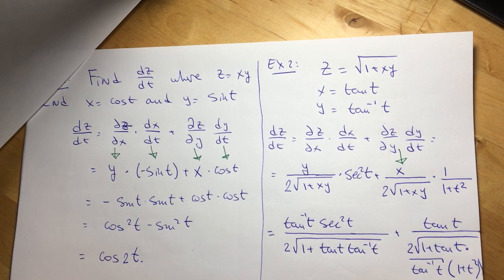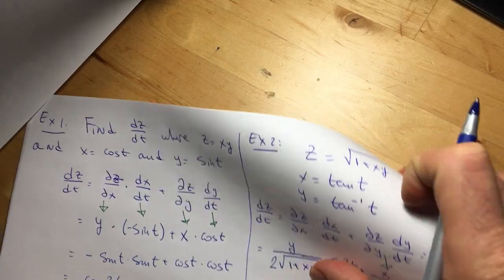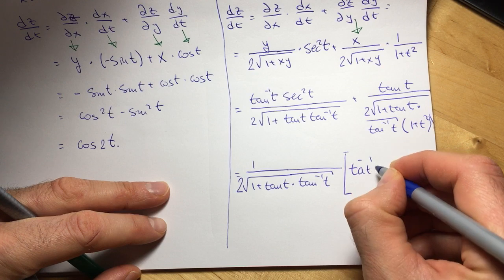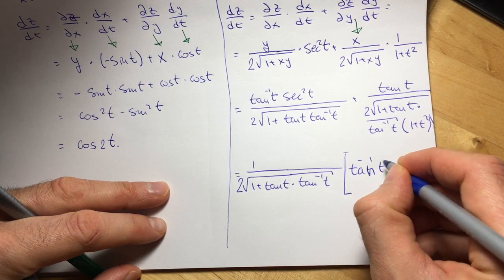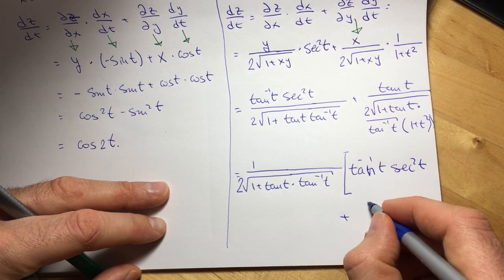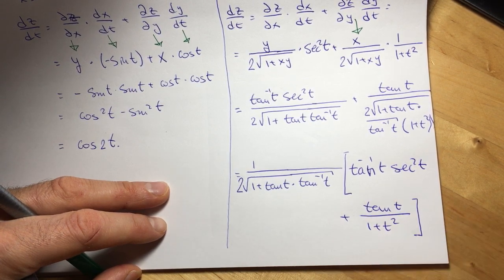We can factor out 1 over square root of 1 plus tangent t times arctangent of t, and in the parentheses I'm left, well, 1 over 2 as a matter of fact. In the parentheses I have arctangent of t times secant squared of t plus tangent of t over 1 plus t squared.